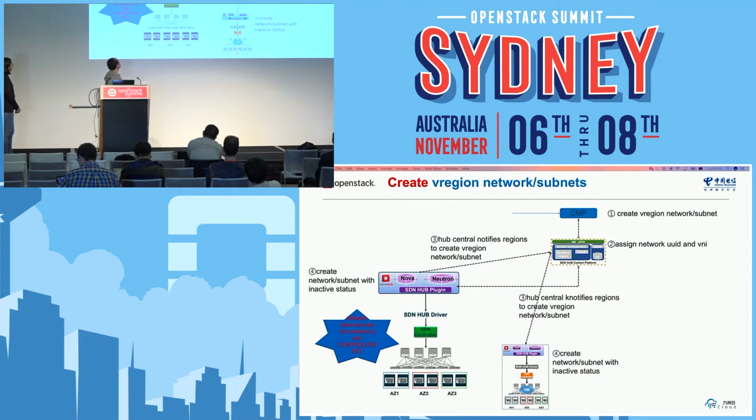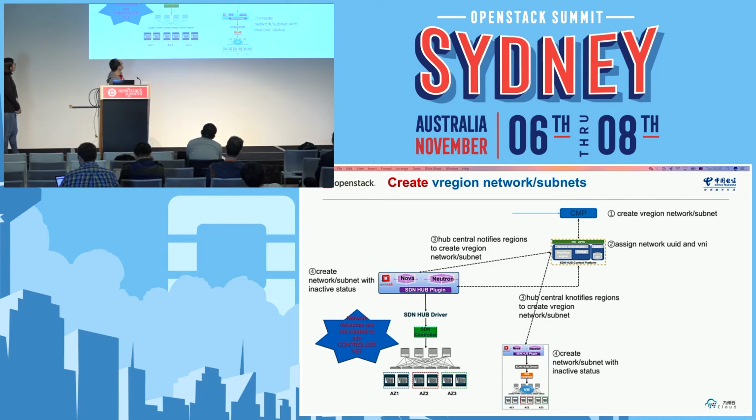And another one I want to show is the network and subnet creation. Okay, let's start from the CMP. We just imagine that the user wants to create a network. And the CMP will send a request down to the SDN controller orchestrator. The orchestrator will assign the network ID and the VXLAN segment ID.